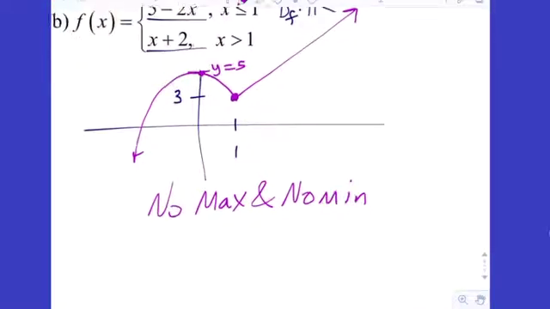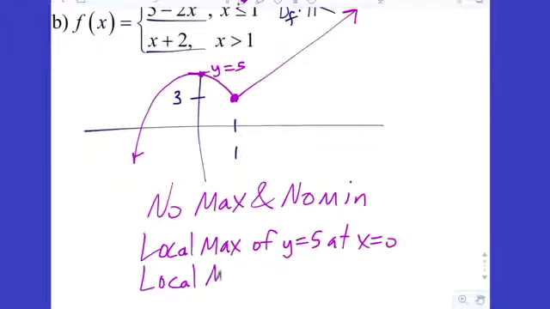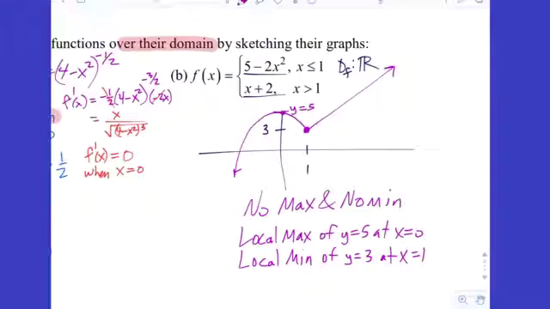Does it have any local extrema? Yes, it has a local max of what? Of y equals 5, good, at x equals 0. And it also has a local min of what? Y equals 3, good, at x equals 1. Is this function differentiable everywhere? No, it's not differentiable at 1. There's a sharp turn there. So just with a little bit of effort on the graph, you can answer a whole slew of questions related to calculus, non-calculus questions. So no absolute max, no absolute min, but certainly has a local max and a local min. It's unbounded above and below.